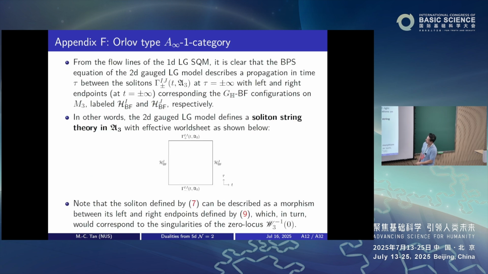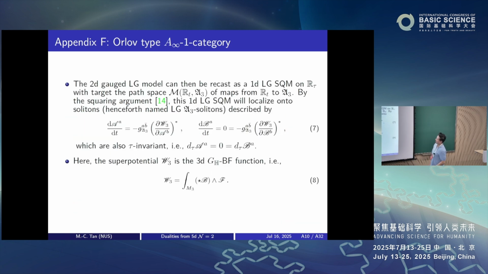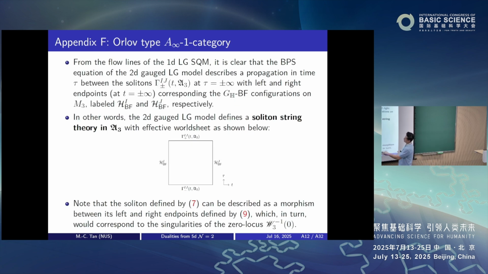So this is a soliton equation, but it also defines a gradient flow equation for Floer homology, such that when you have a soliton here and its endpoints here, there's a gradient flow equation like the one that defines Floer homology. Your space is that A3, and the function is this guy here. So it's like a BF kind of function. Critical points of this give you the endpoints of the soliton. And this is a soliton worldsheet.